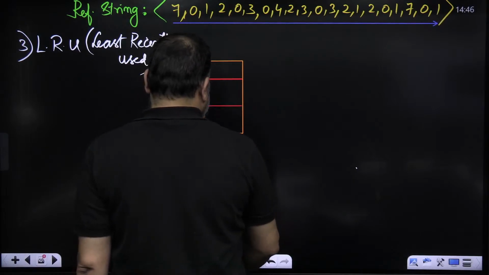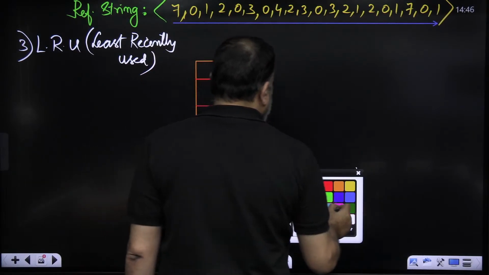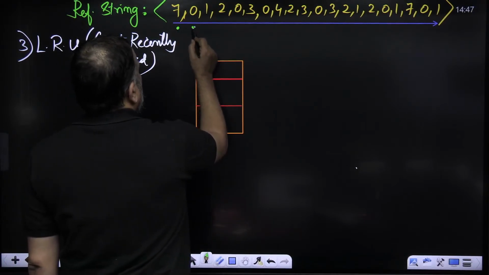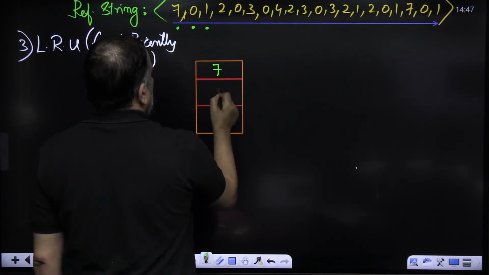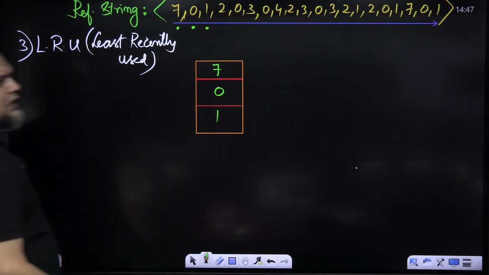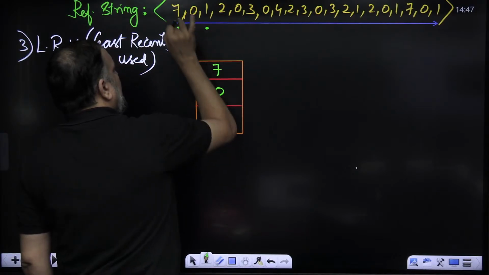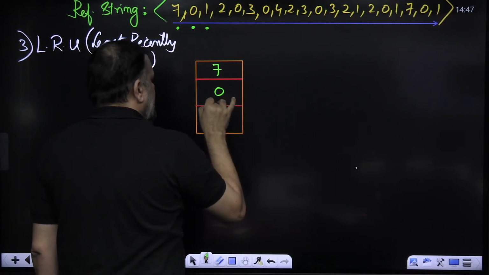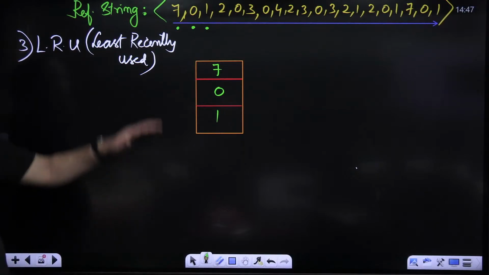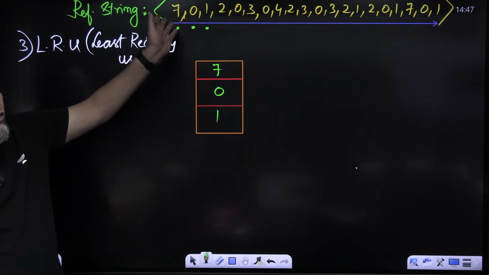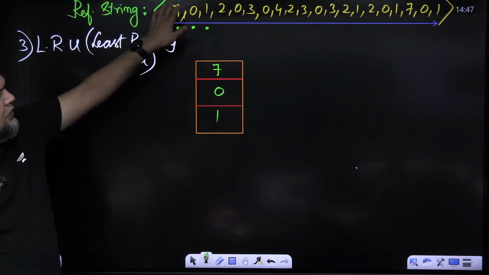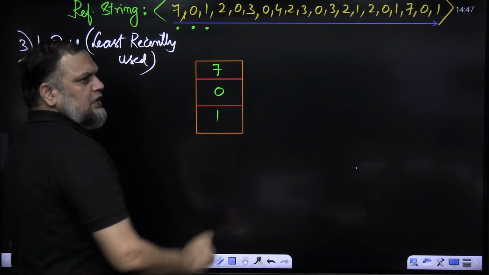Let's start. Initially, what is going to happen, I have 7, 0, 1, 3 page faults. Now boys and girls, please observe that 1 is most recently used, before that 0, 7. 7 is least recently used, the page that comes last is 7, 0, 1. 7 is at the end, so 7 is LRU. Then who will be referred next?